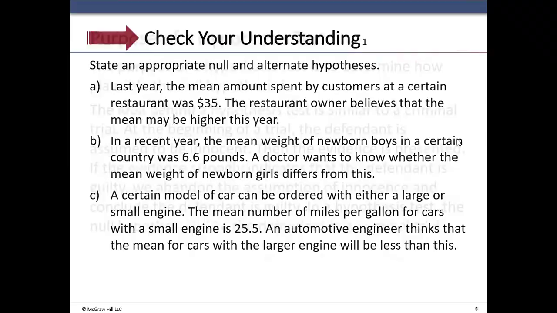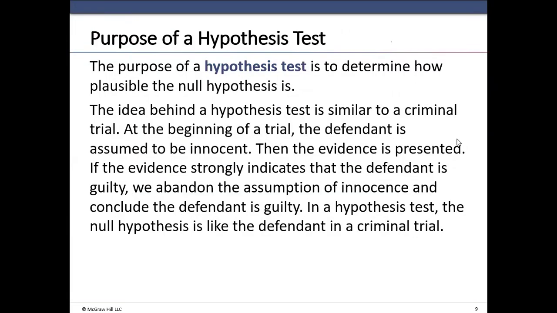Left tail test. The purpose of a hypothesis test is to determine how plausible the null hypothesis is. That is, how much possible is the null hypothesis. The idea behind the hypothesis test is similar to a criminal trial. At the beginning of a trial, the defendant is assumed to be innocent. So H sub 0 colon mu is equal to innocent. Okay, the defendant is innocent.